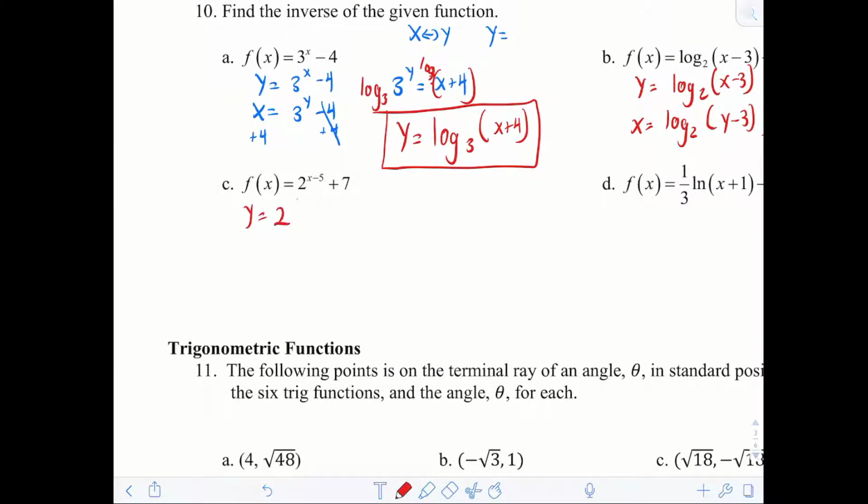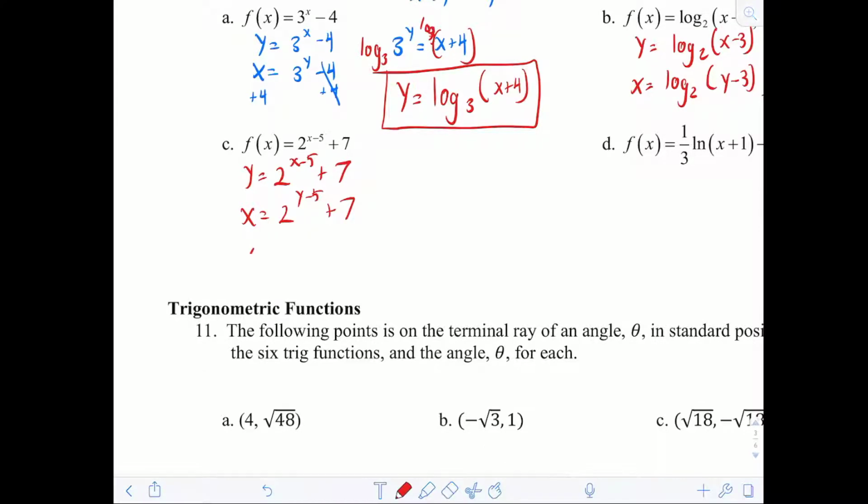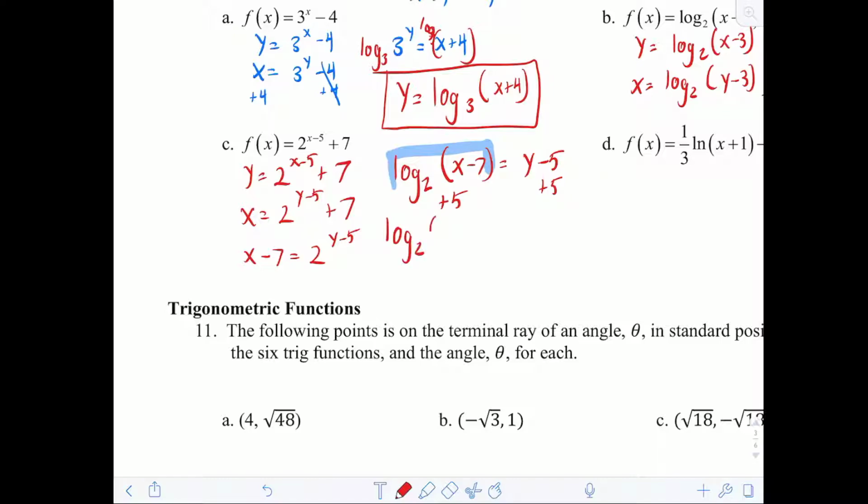Y equals 2 to the x minus 5, plus 7. X equals 2 to the y minus 5, plus 7. Then subtract 7, so I get x minus 7 equals 2 to the y minus 5. Now to undo that 2 and bring down the y minus 5, we do log base 2 of x minus 7 equals y minus 5. And then add 5. The important thing to remember here is that when you add 5, you do not add it inside the log. The log stays its own entity. So we say log base 2 of x minus 7, plus 5, is equal to y.